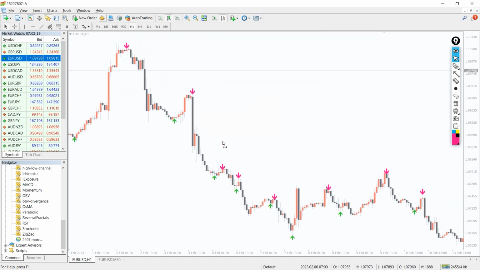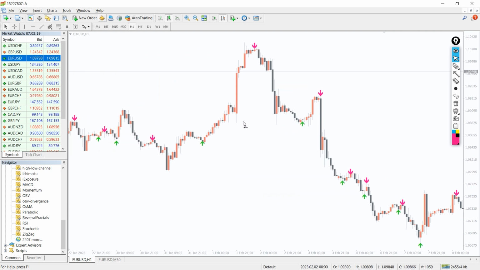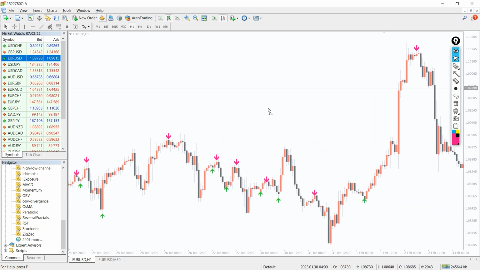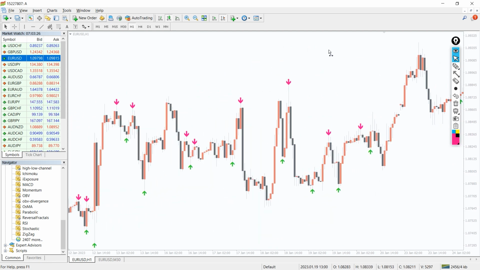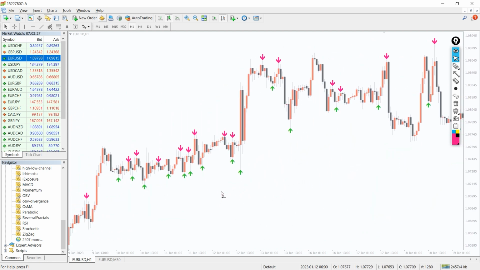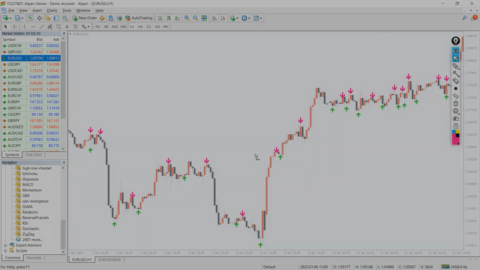The fractals indicator is best for all Forex traders. However, beginner Forex traders may find the indicator to be more useful as it helps them to determine potential price reversal and also trend continuation on major trends.